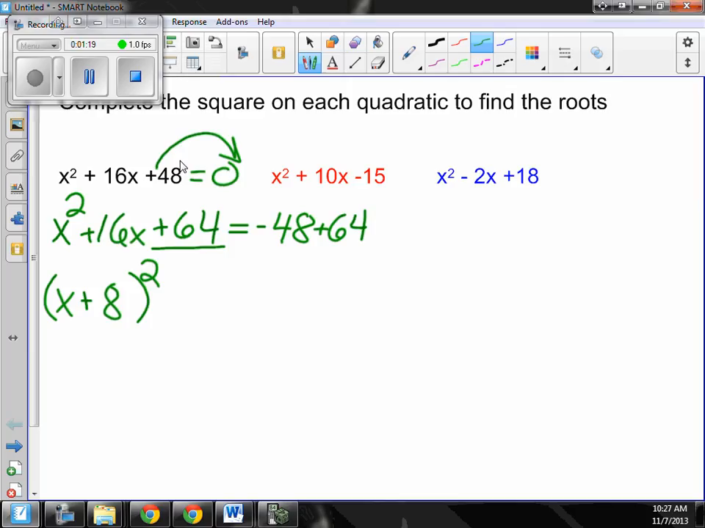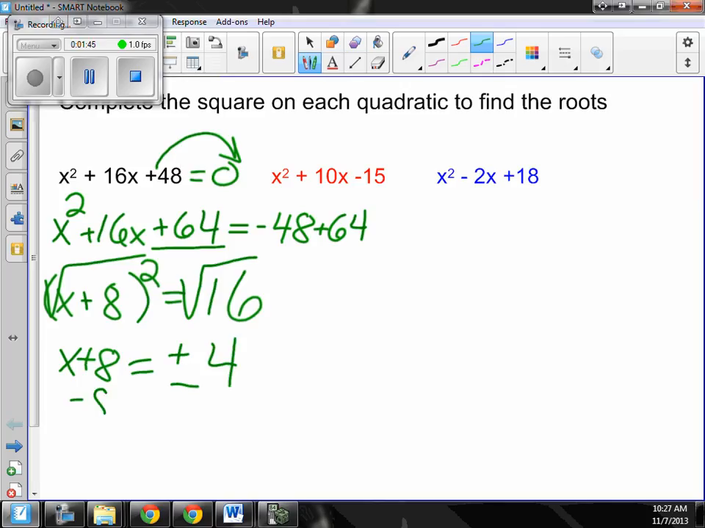What is negative 48 plus 64? 16. So now I have x plus 8 squared equals 16, so I can take the square root. Anytime you take the square root of a variable to the second, you get plus or minus. What is the square root of 16? 4. Now I'm going to subtract 8. So I get x equals negative 8 plus or minus 4.